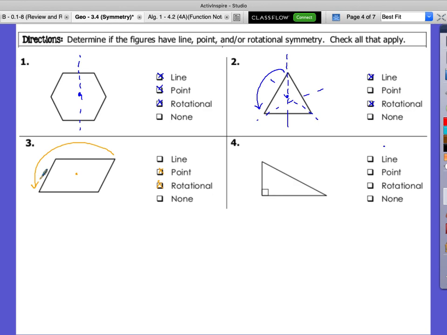I want you guys to try to do 4 through 6.